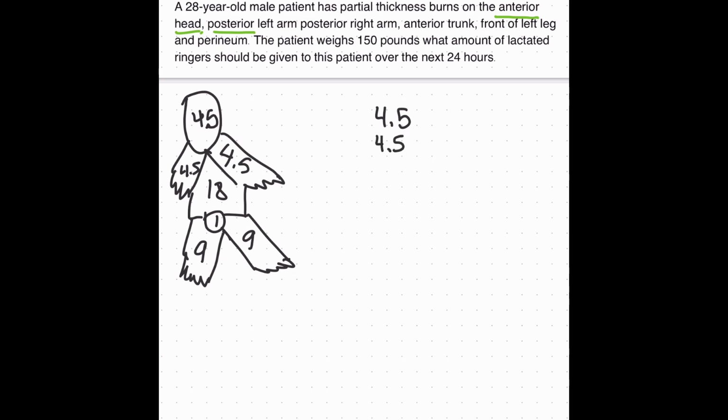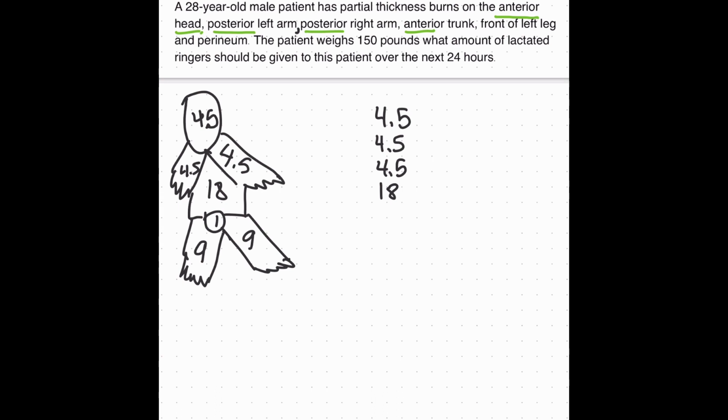I missed a comma here, but it should say comma, posterior right arm, so 4.5% for the posterior of the right arm. Then the anterior trunk, so that just means one side of the trunk, so 18% for that.